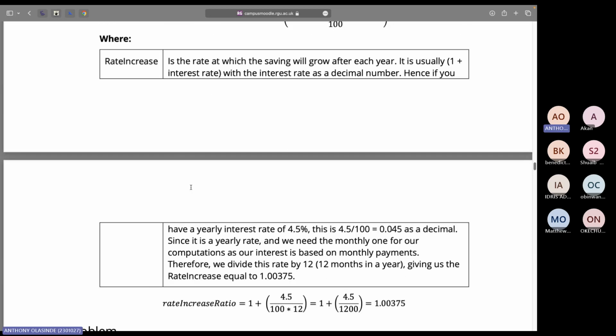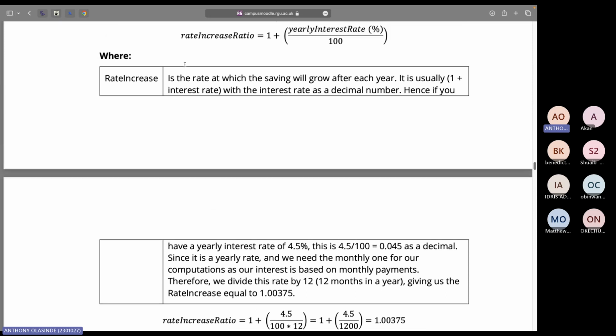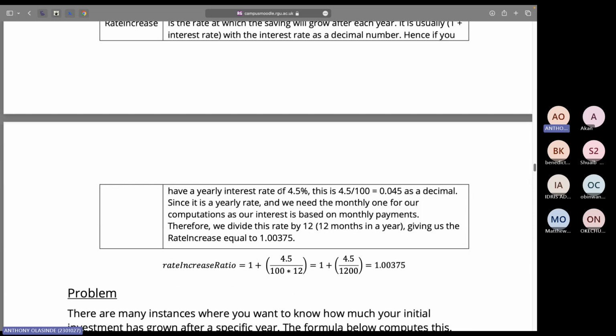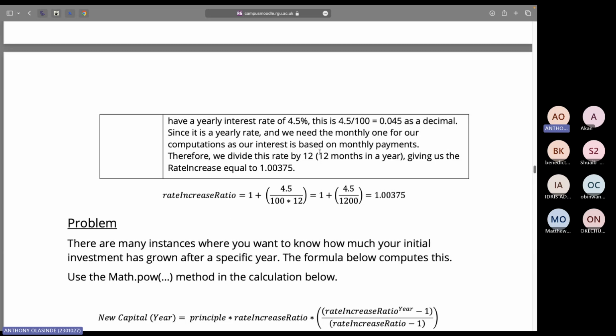They are saying something here. The rate increase is the rate at which the savings will grow after each year. It is usually 1 plus the interest rate, with the interest rate as a decimal. Hence, if you have a yearly interest of 4.5, this is 4.5 over 100 as a decimal. Since it is a yearly rate and we need the monthly one for our computation, as our need is based on monthly payment, we therefore divide the rate by 12 also.